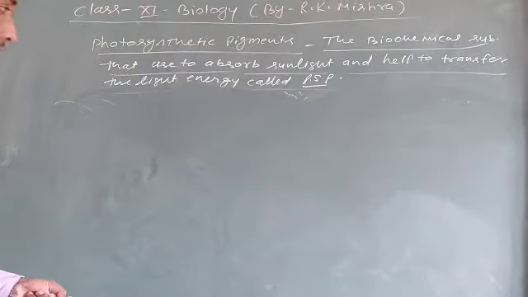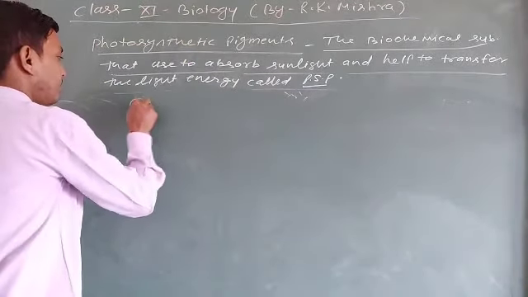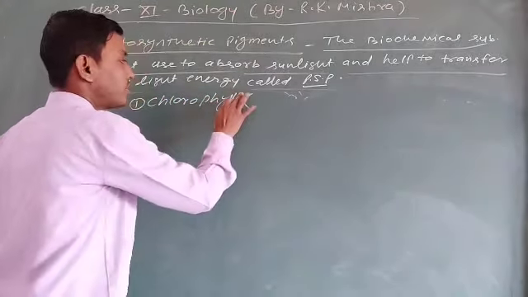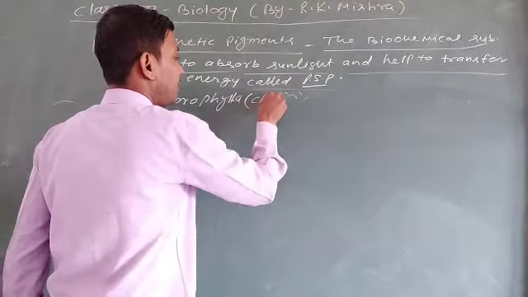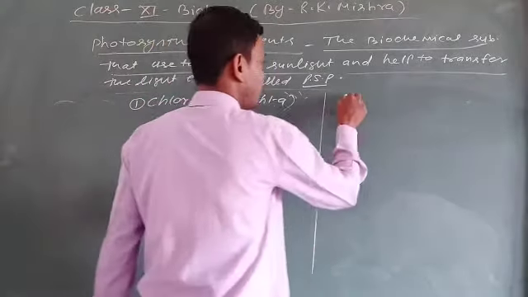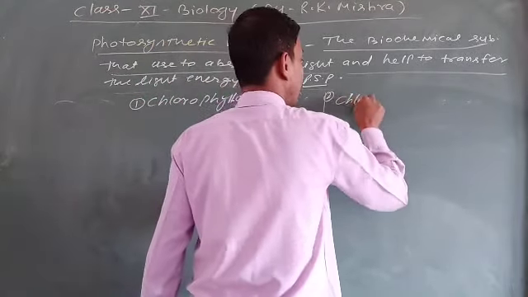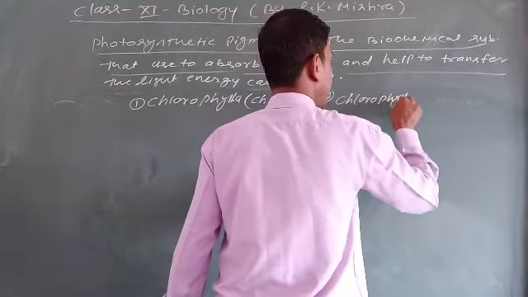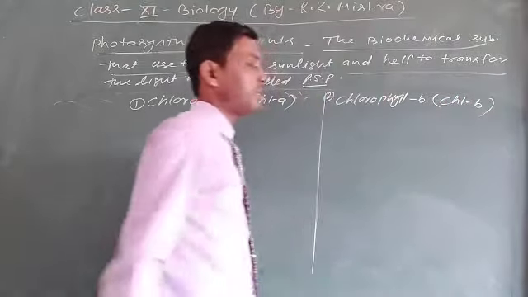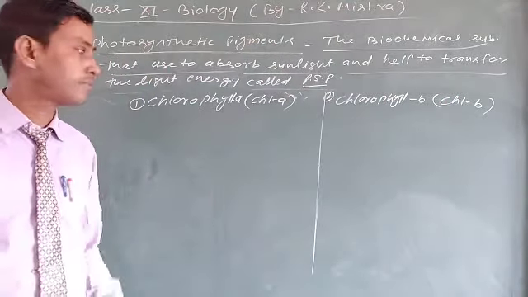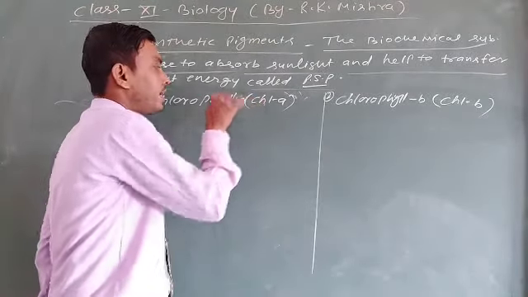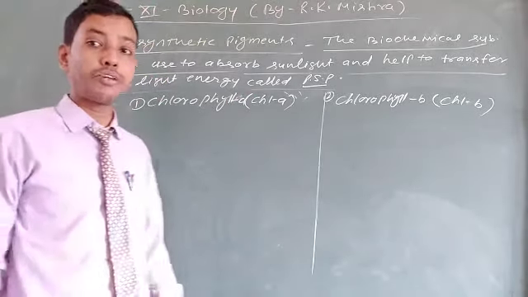Listen, in short, we will write chlorophyll A as CHLA, and the second one is chlorophyll B. In short, we will write it as CHLB. This should be learned by you. Listen and write. Chlorophyll A, there is a gap between A and chlorophyll. Otherwise, it will become chlorophyll La.